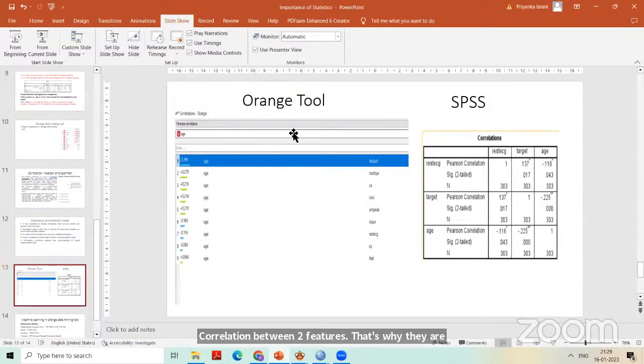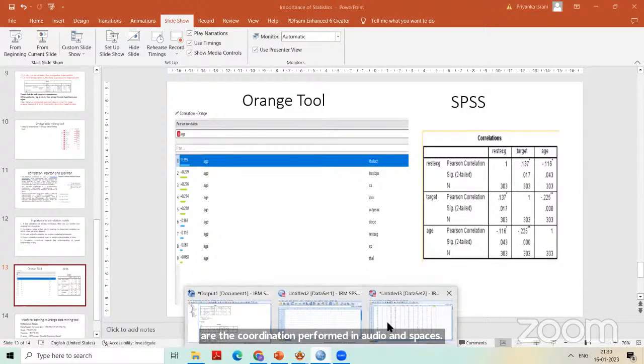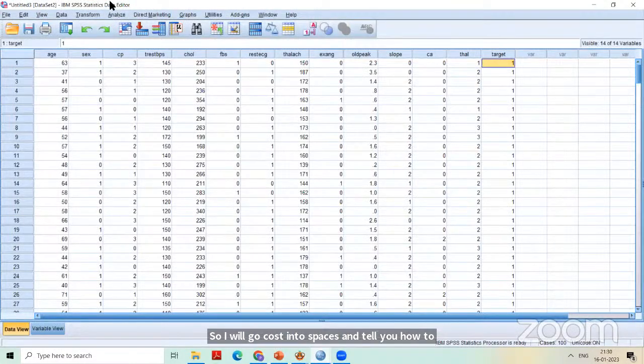Now, this is the screenshot of both the tools, Orange tool and SPSS tool. These are the correlations performed in Orange tool and SPSS. So I will go first into SPSS and tell you how to perform the correlation. So this is my SPSS screen.